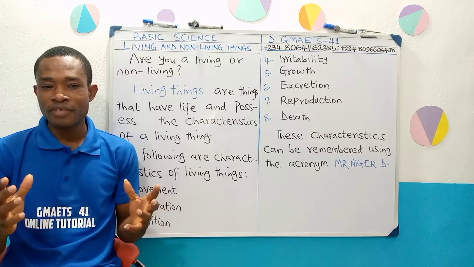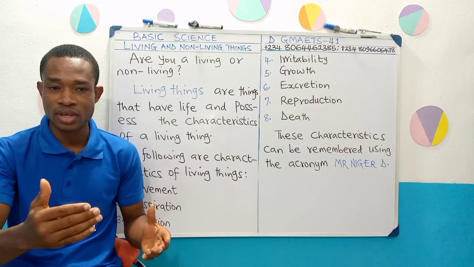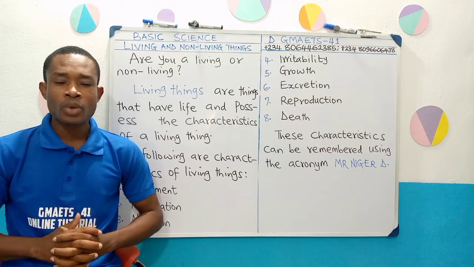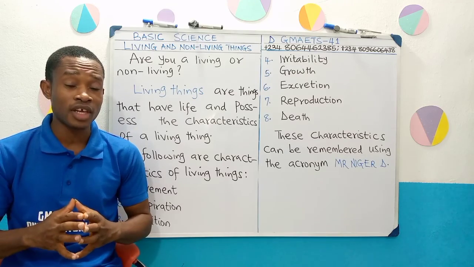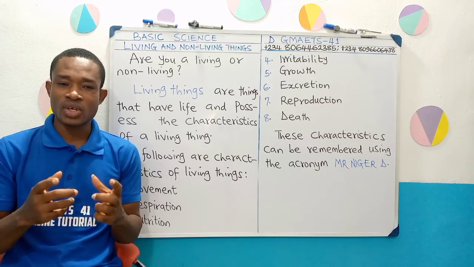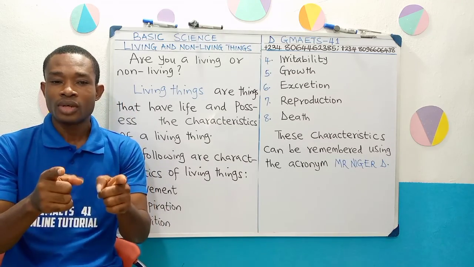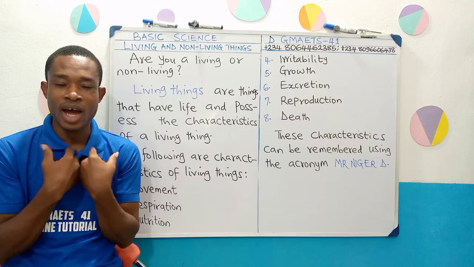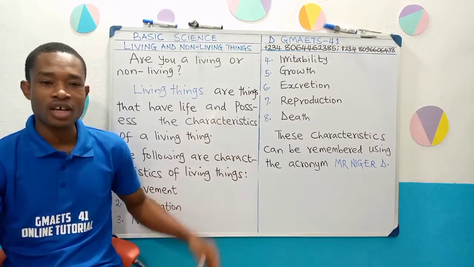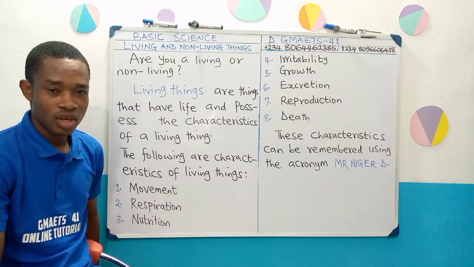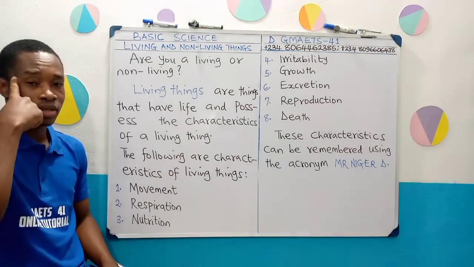Now we've known what living things are: things that have life and possess the characteristics of living things. I would now like us to learn about the characteristics of living things. What are the things that living things do, which you also do, I also do those things, and so we are living things. On the board here we have 8 of the characteristics of living things. It's important that you learn these characteristics and memorize them. So let us talk about them.